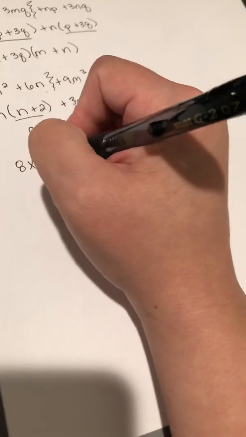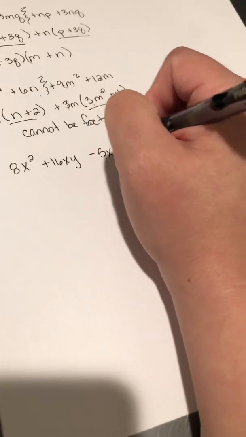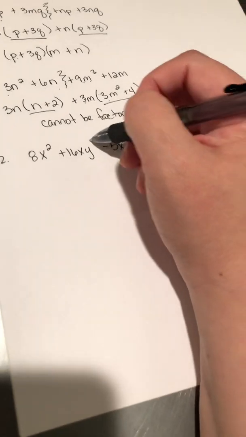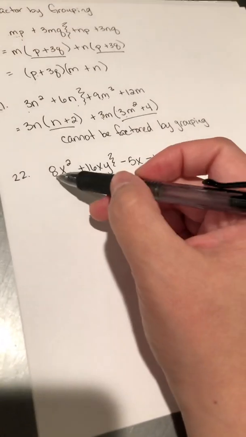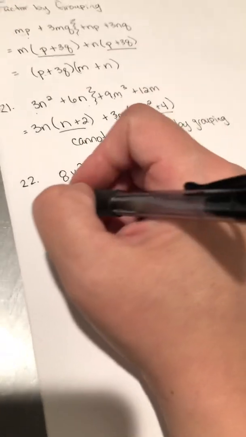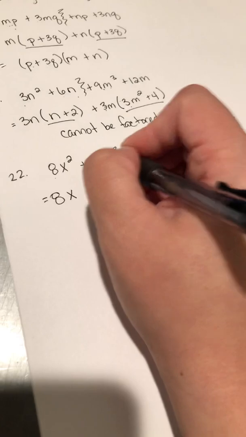For 22, we've got 8x squared plus 16xy minus 5x minus 10y. Okay, so again, I'm going to split it down the middle. So out of the first two, 8x squared and 16xy, 8 and 16, I have an 8 in common. X squared and x, I have an x in common, and then the y will stay.